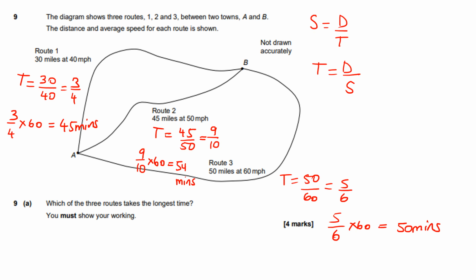And by comparison, when you look at these, you can clearly see that route number 2 is going to be the longest time. So we're going to write down route 2. But of course, all these working outs that I'm writing around here should be included on your page. Whether you write it here or around the diagram, it doesn't really matter. And that's how you get 4 marks from this.